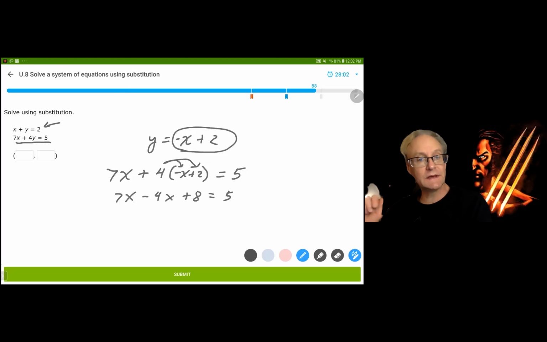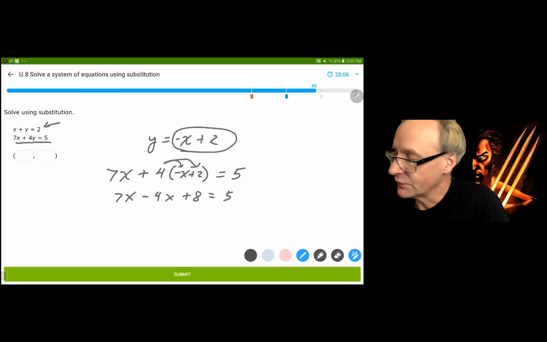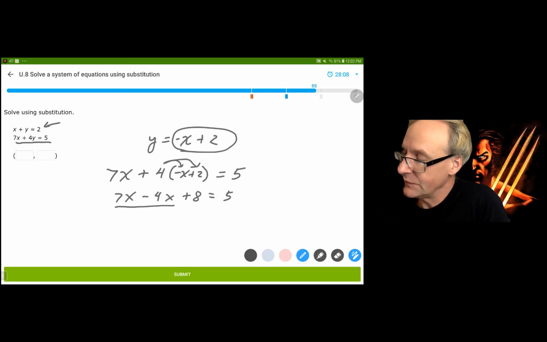Now I'm going to do two things at once. And I know it seems really difficult at first, but it's really good practice. This is going to give me my 3x. That's the same as that, isn't it? And I'm going to subtract the 8 from both sides, which gives me negative 3x is equal to negative 1.